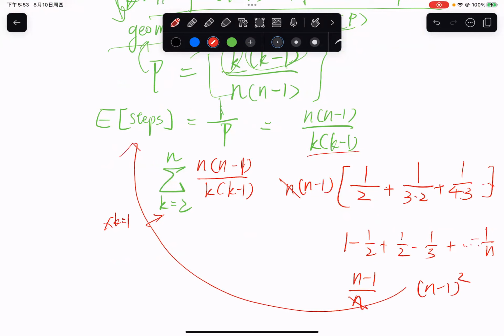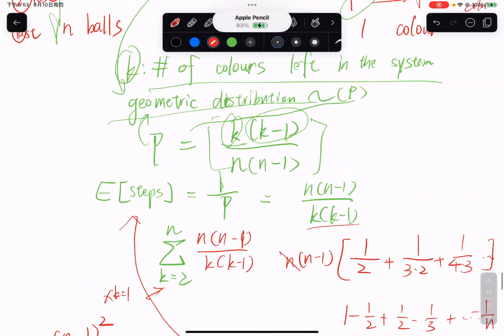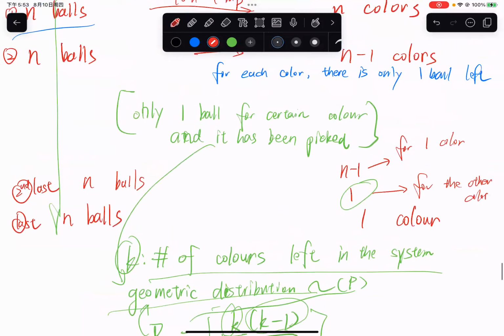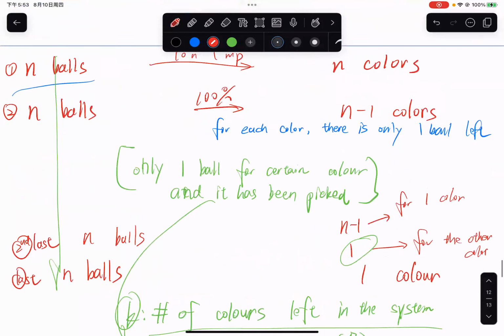And since we can reduce to any kind of color, so it should be what? n over (n minus 1) squared. And this is the expected value. Okay? So this is, I think, a more elegant way to solve this question. It is going to be super impressive if you can use this kind of logic.